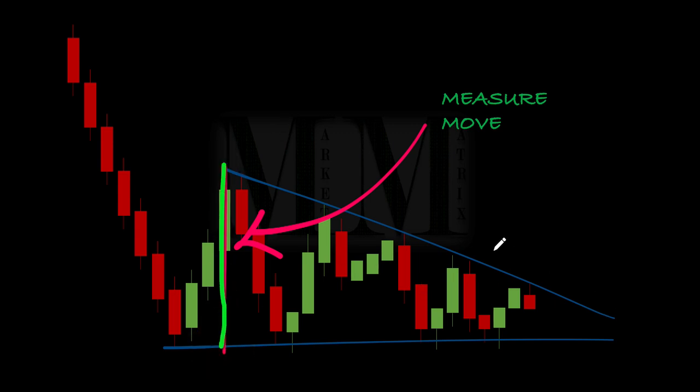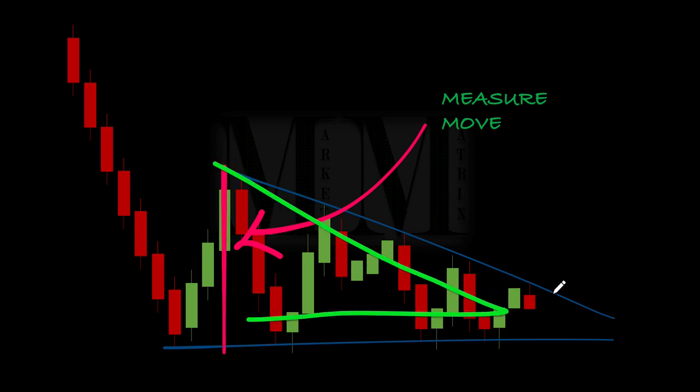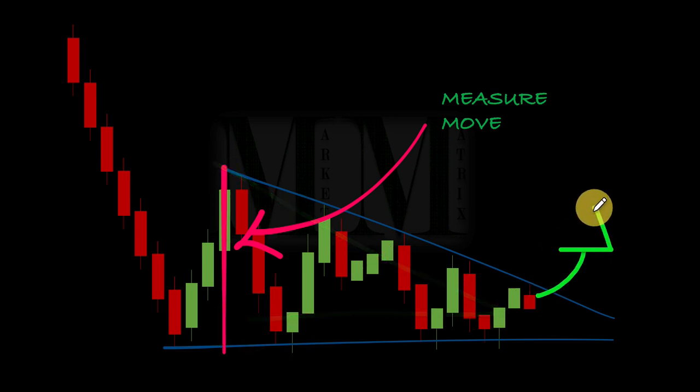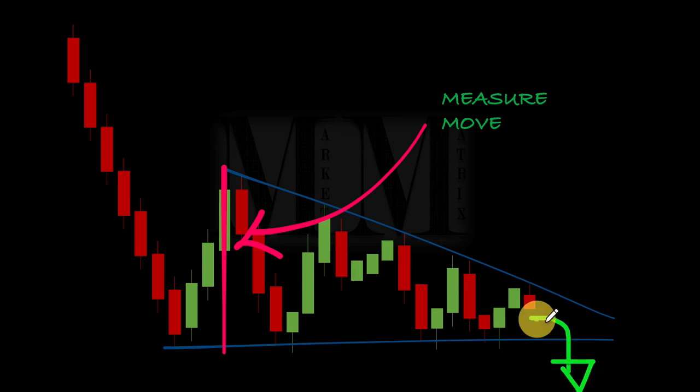So once we see this happening, we understand that it's a triangle, and triangles could break out either way. This triangle can go this way. This triangle can also go this way. But the chances are higher that this triangle breaks lower. So once we see this forming, what we should do is measure this move from this support down here up to the highest point that it had throughout this whole formation. And that's the move we should expect if we get this break lower.